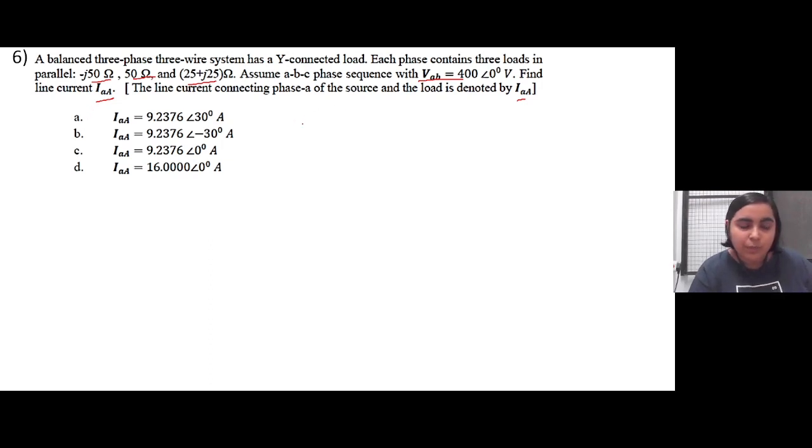So for computing the current, you first have to calculate the impedance. Since all of them are connected in parallel, we can calculate it as 1 by Z equals 1 by j50 plus 1 by 50 plus 1 by 25 plus j25. So let us calculate this one.